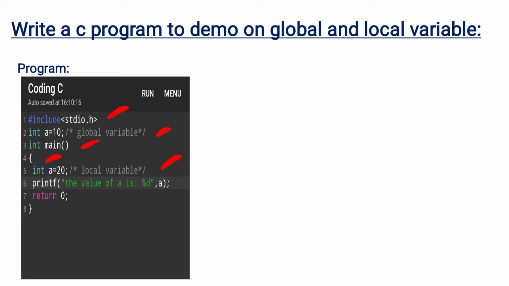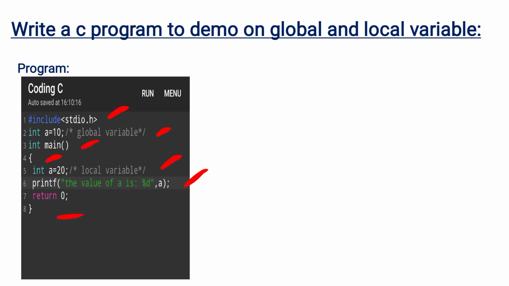Observe that the global variable is a and the local variable is also a. I created the global and local variables with the same name, a. The global variable has the value 10, and the local variable has the value 20. Next, I am printing the value of a: printf("The value of a is %d", a). So this is the program.